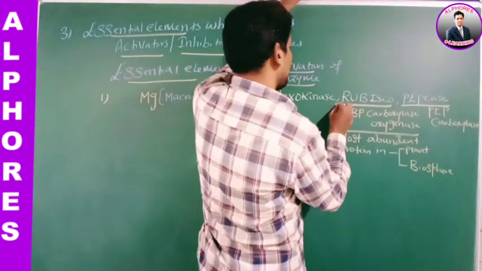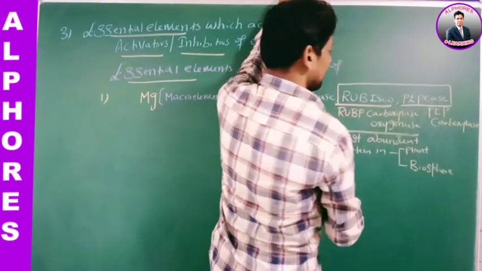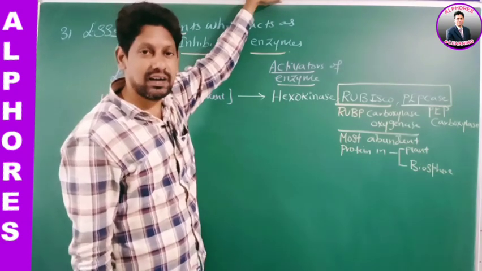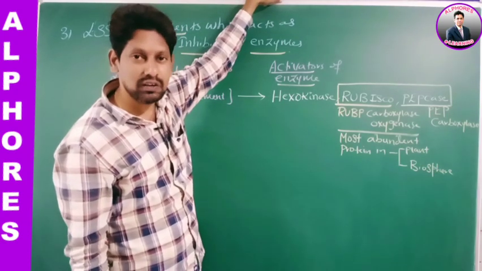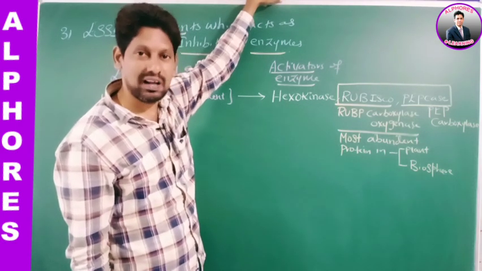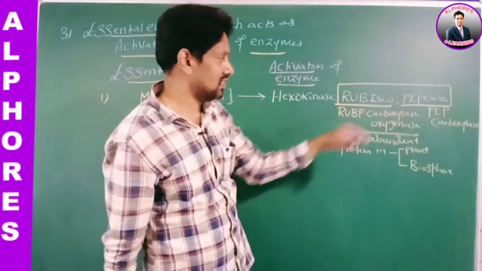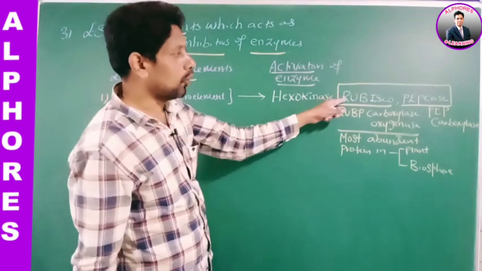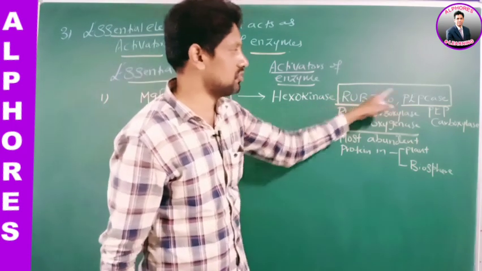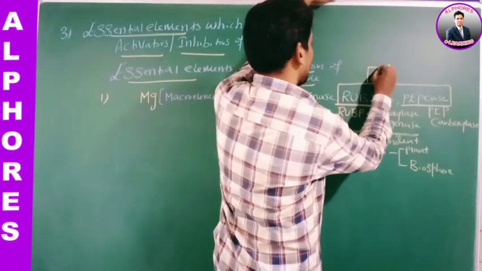Sir, this Rubisco and PEPcase, these two enzymes are used for carbon dioxide fixation during photosynthesis. During photosynthesis, for fixing carbon dioxide, these two enzymes are utilized. What are the two enzyme names? Rubisco and PEPcase. I am not speaking about hexokinase. I am speaking about these two enzymes.